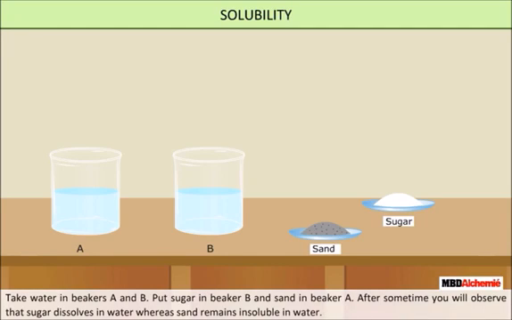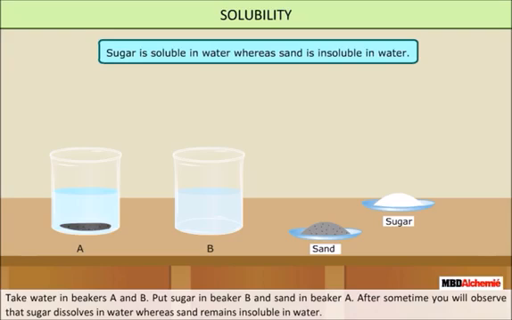Take water in beakers A and B. Put the sugar in beaker B and sand in beaker A. Dissolve them with the help of a glass rod. After some time, you may observe that the sugar in beaker B has disappeared, whereas the sand in beaker A has not disappeared. So, we can say that sugar is soluble in water, whereas sand is insoluble in water.